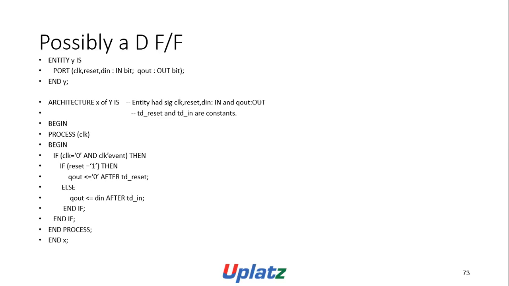D flip-flop. Entity Y is port (clock, reset, D_in: in bit; Q_out: out bit); end Y. Architecture X of Y is, with signals clock, reset, D_in, Q_out, and TD_reset and TD_in as constants. Begin. Process (clock) begin: if clock = 1 and clock'event, then if reset = 1, then Q_out <= 0 after TD_reset, else Q_out <= D_in after TD_in; end if; end process.